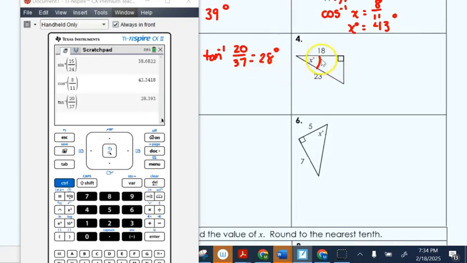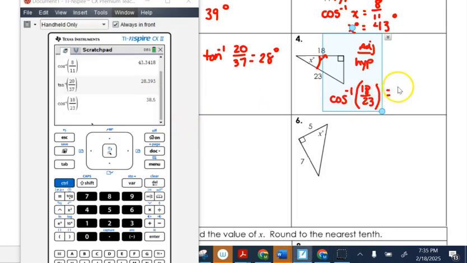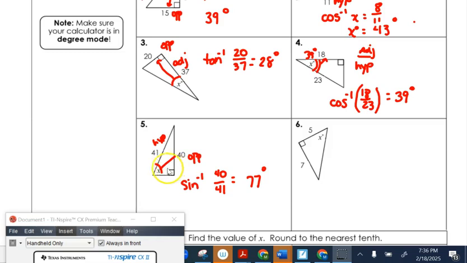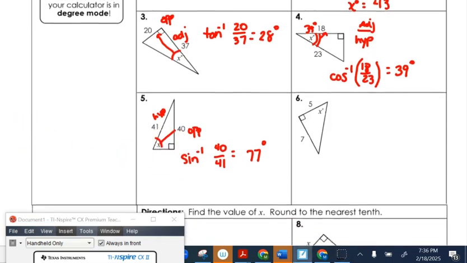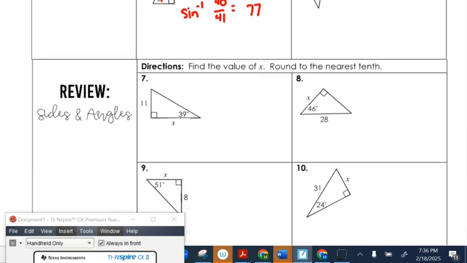And this one right here, they're giving us adjacent over hypotenuse. So we know that's going to be the inverse of cosine for 18 over 23. And that's going to give us 39 degrees. So what we just found out is this angle is approximately 39 degrees. I went ahead and did number 5 also. You can try that one and check your work here, and then let's review what we learned yesterday.